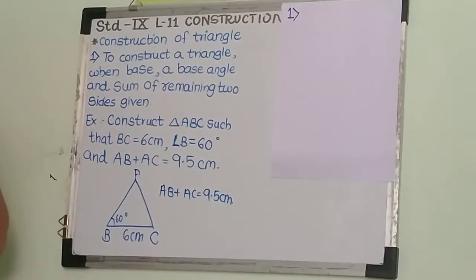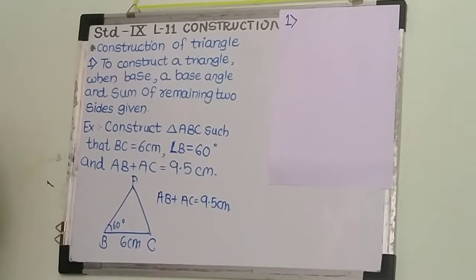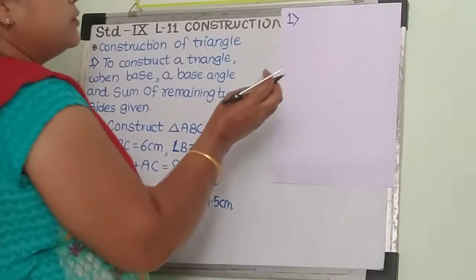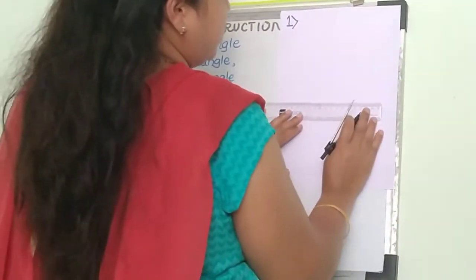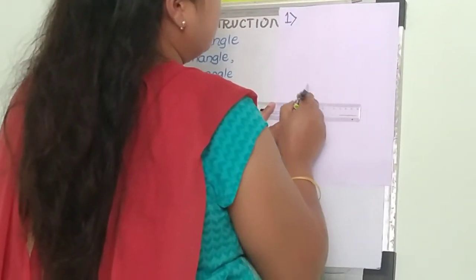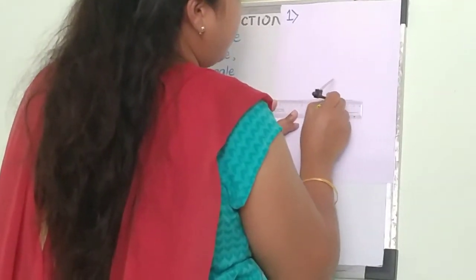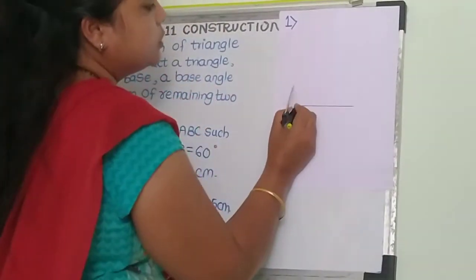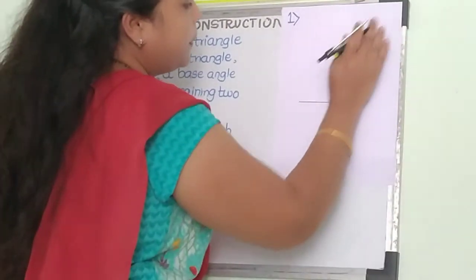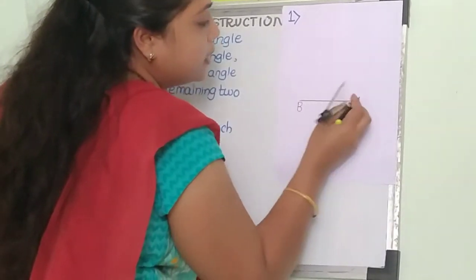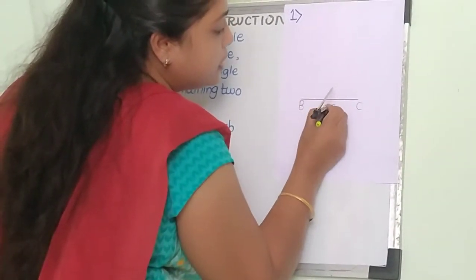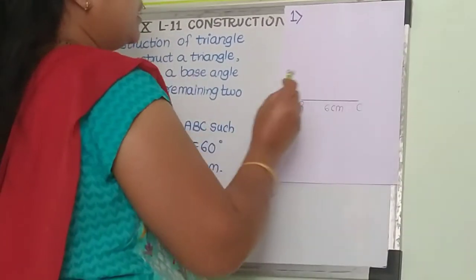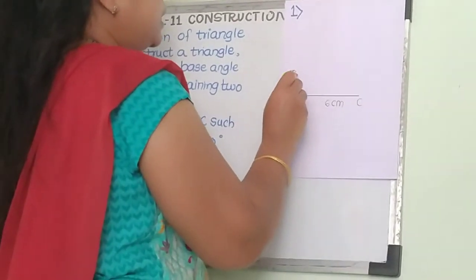So first, what do we have to do? First we have to draw the base which is of 6 centimeters. So first I will draw here my base BC of 6 centimeters. After that we have to draw angle B as 60 degrees.